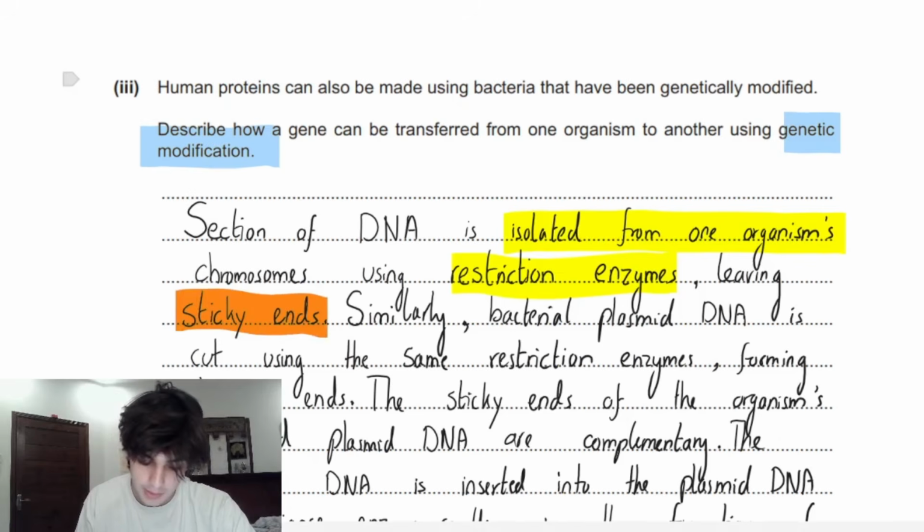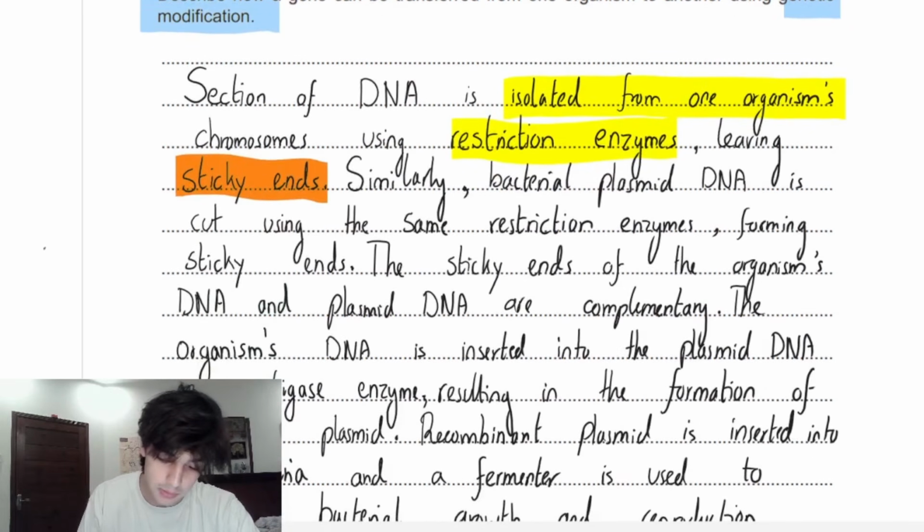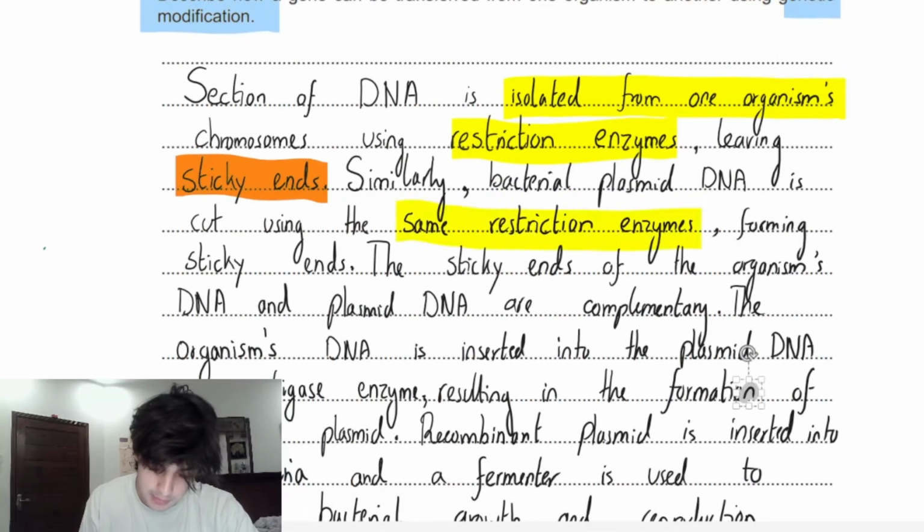Okay, after we have that, the bacterial plasmid DNA is also cut, and similarly we're going to use the same restriction enzyme. Same is very important. And this again, what does it form?